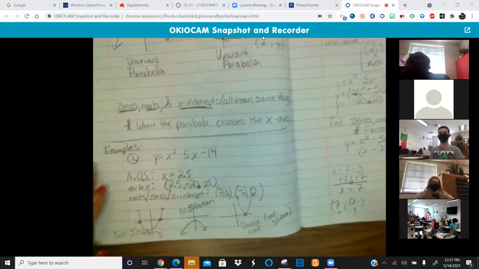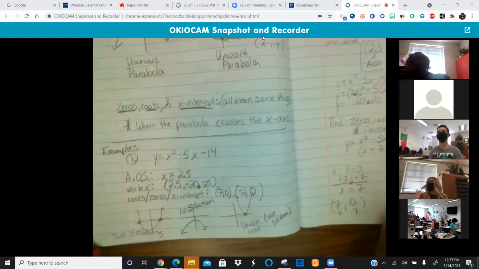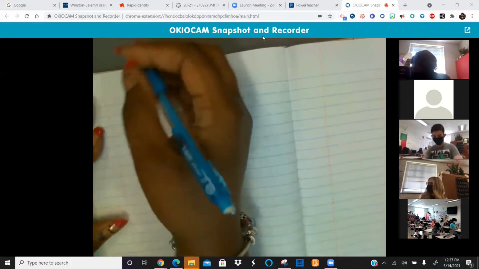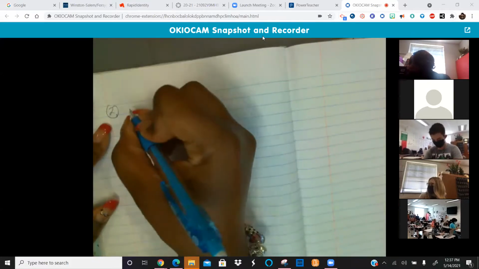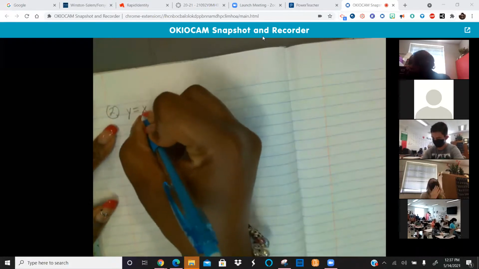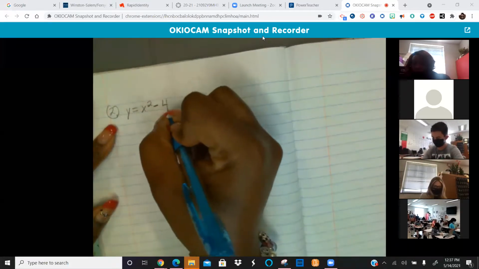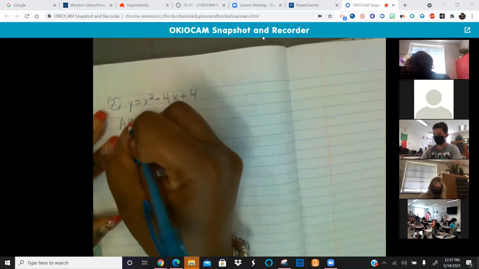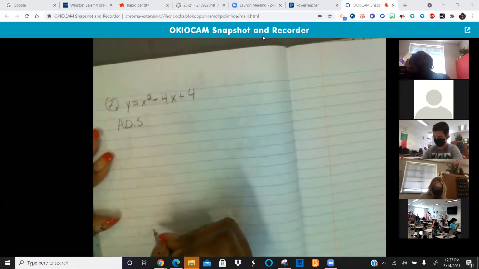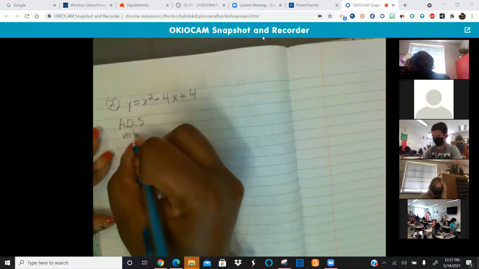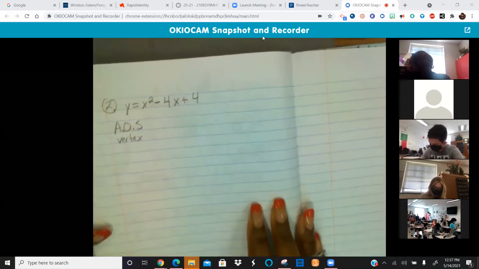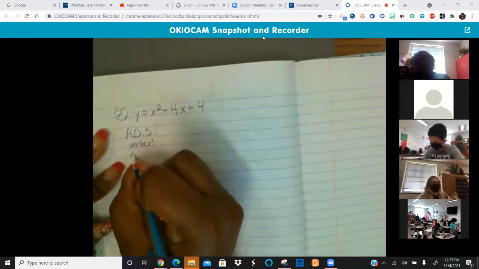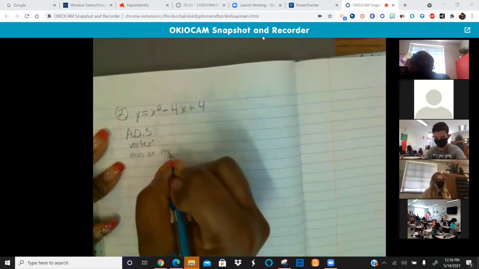The one later that I want you to do on your own, I'm gonna write this down. I want you to do this one on your own, number 2. Y is equal to negative x squared minus 4x plus 4. I want you to find the axis of symmetry. I want you to find the vertex. I want you to tell me if it's minimum, min, or max. Is it your min or max value?